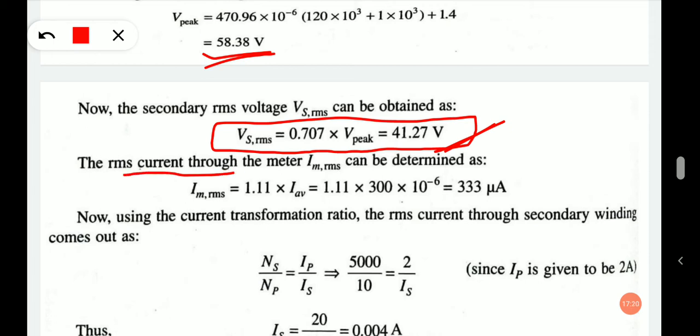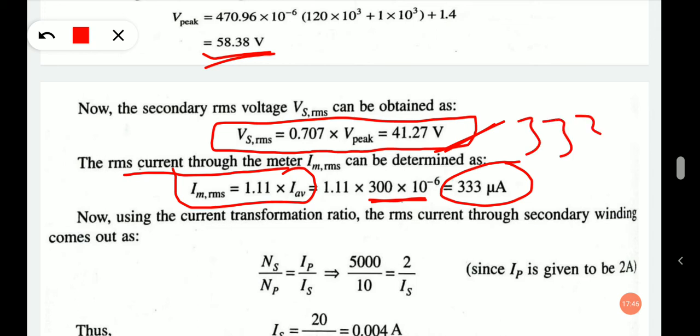Next, the RMS current through the meter, Im RMS, can be determined as 1.11 into average current. Here the average current is 300 microampere, into 1.11, then we will get Im RMS, that is meter current RMS, 333 microampere, or 333 into 10 raised to minus 6 ampere. Here it is microampere because into 10 raised to minus 6 is there.